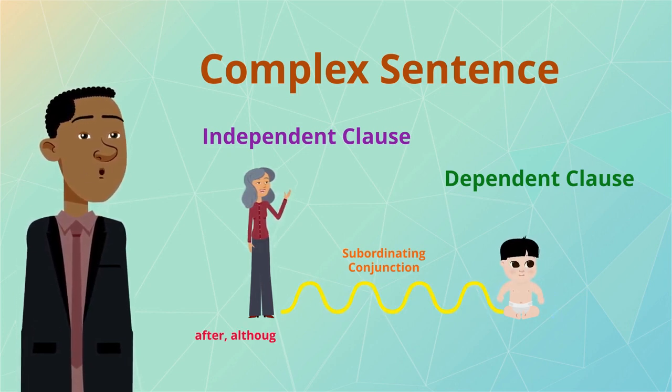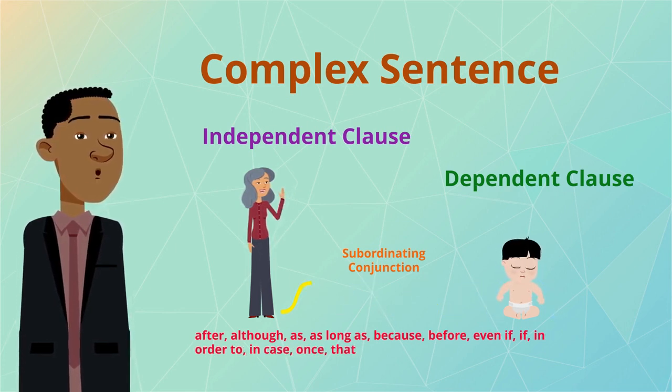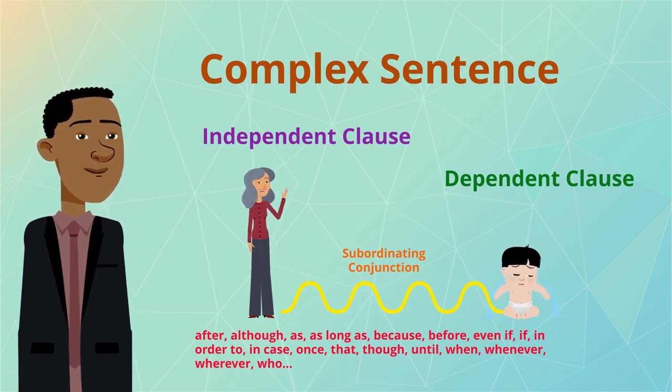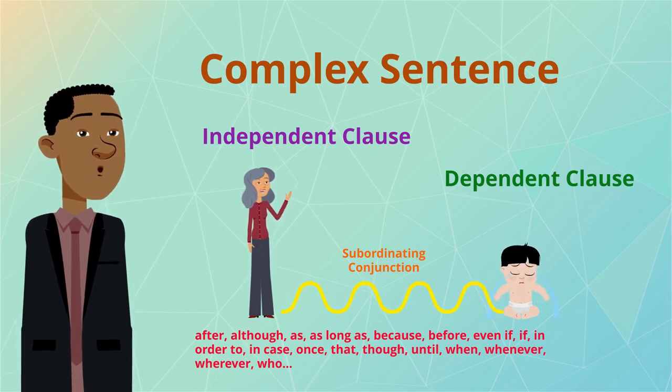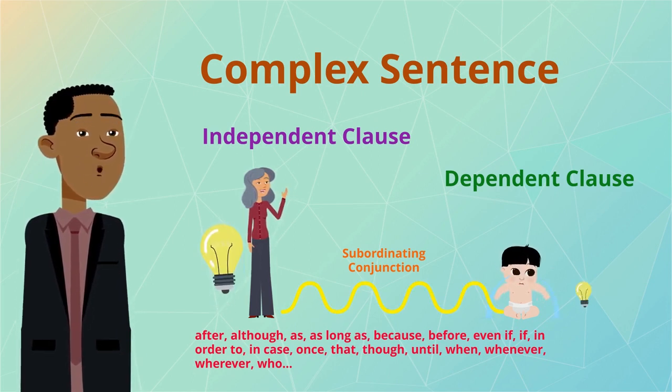Here are some examples of subordinating conjunctions. There are many, so I will only mention a few: after, although, as long as, because, before, even if, in order to, in case, once, that, and many more. Subordinating conjunctions join independent and dependent clauses together. They provide a link between the two ideas in the sentence. The more important idea should be contained in the sentence's main clause, while the less important idea is introduced by the subordinating conjunction.